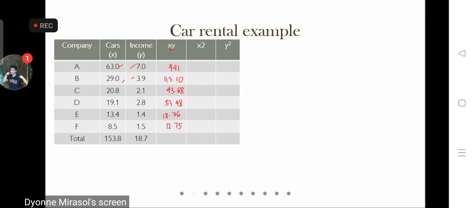682.77. Okay. Next column, X squared. 63 squared is 3,969. Next, 29 squared is 841. 20.8 squared is 432.64.